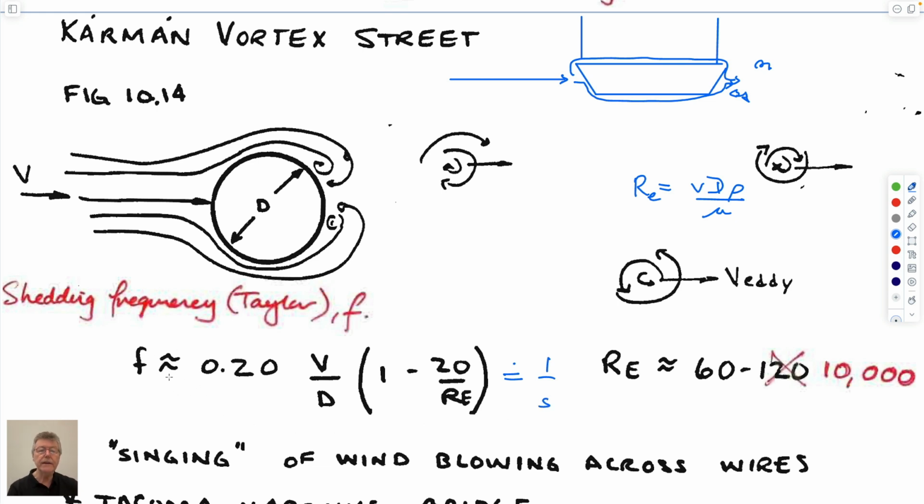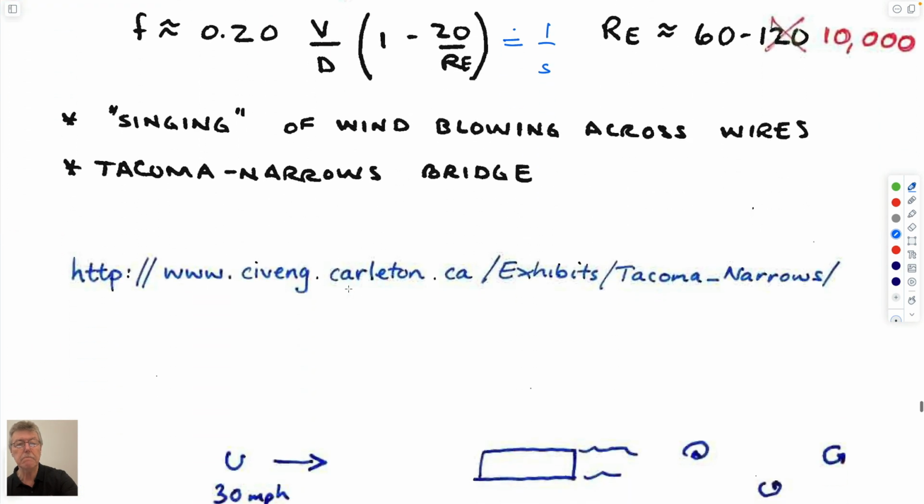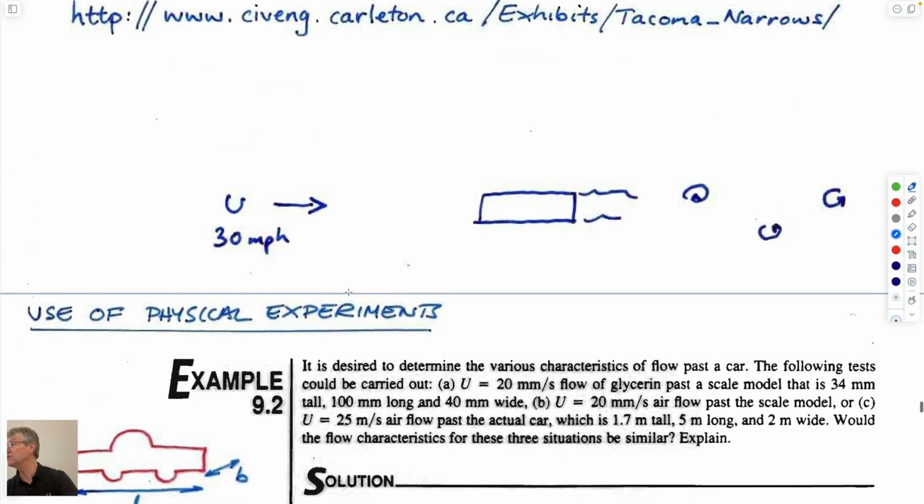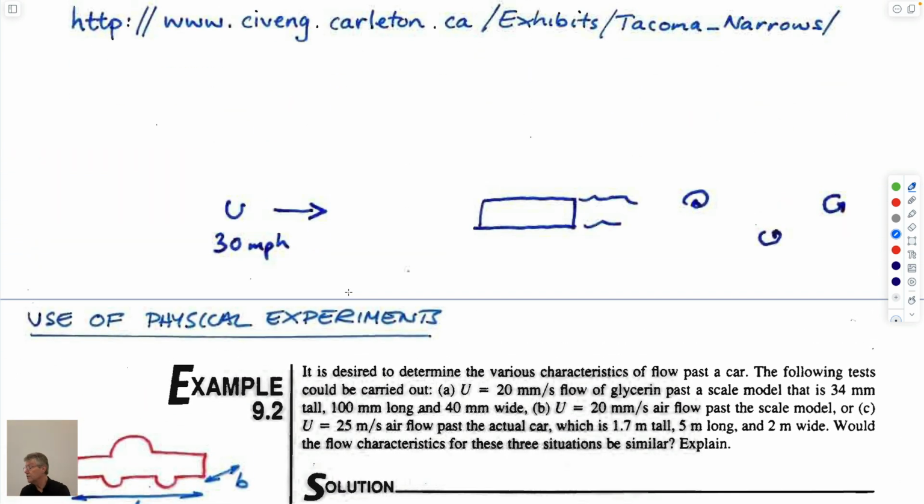So if the resonant frequency of your structure is equal to whatever this frequency is, then it will start building up, either to pull itself apart or, in the lesser case, to make it uncomfortable to drive across the bridge. And that's it. That's all I have.